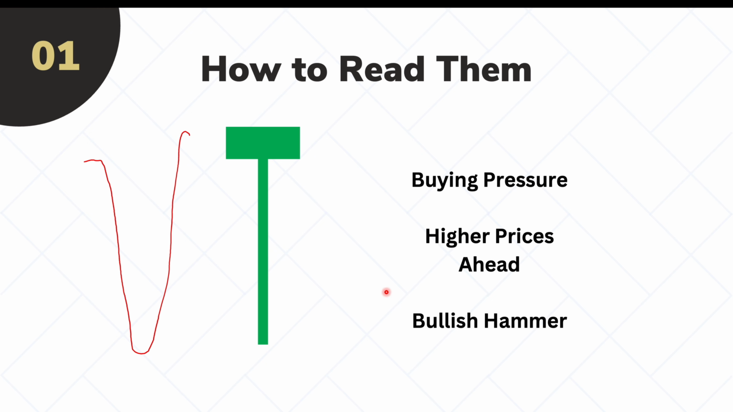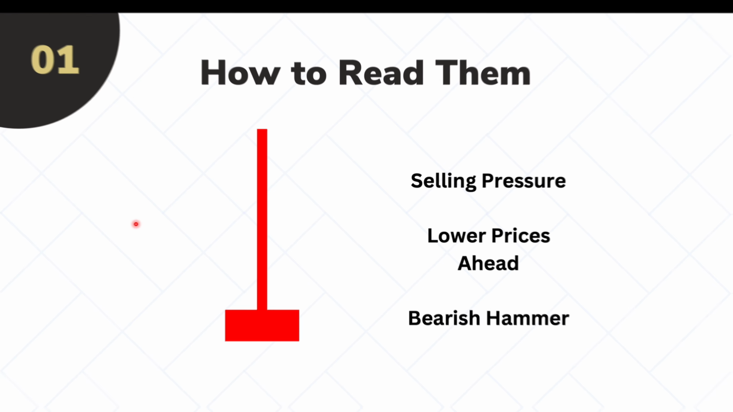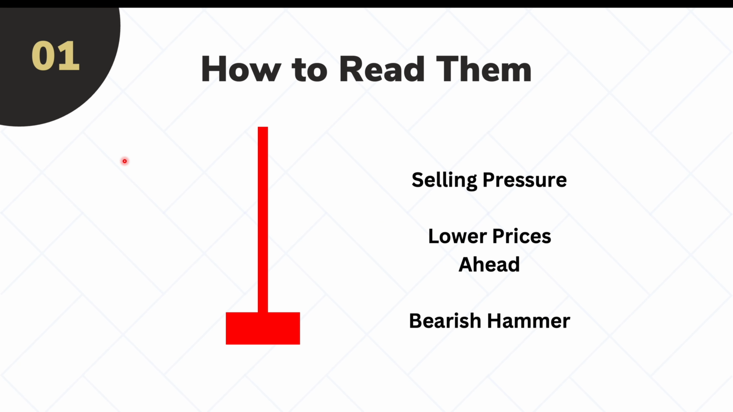There's no need to remember names of candles. You just need to understand if a candle looks like this, then on the chart, the price action is like this. So open, low, high, close. Lots of buy pressure. And vice versa for a bearish candle.